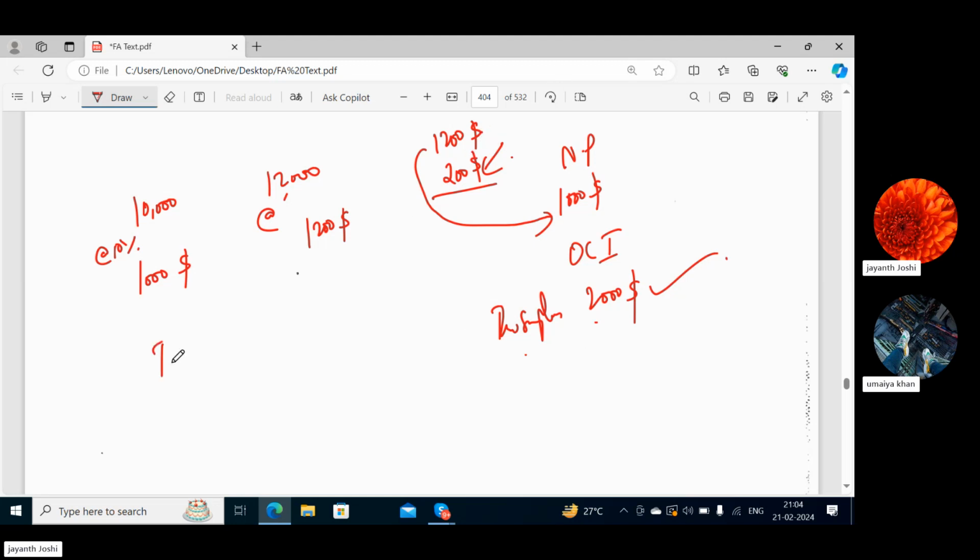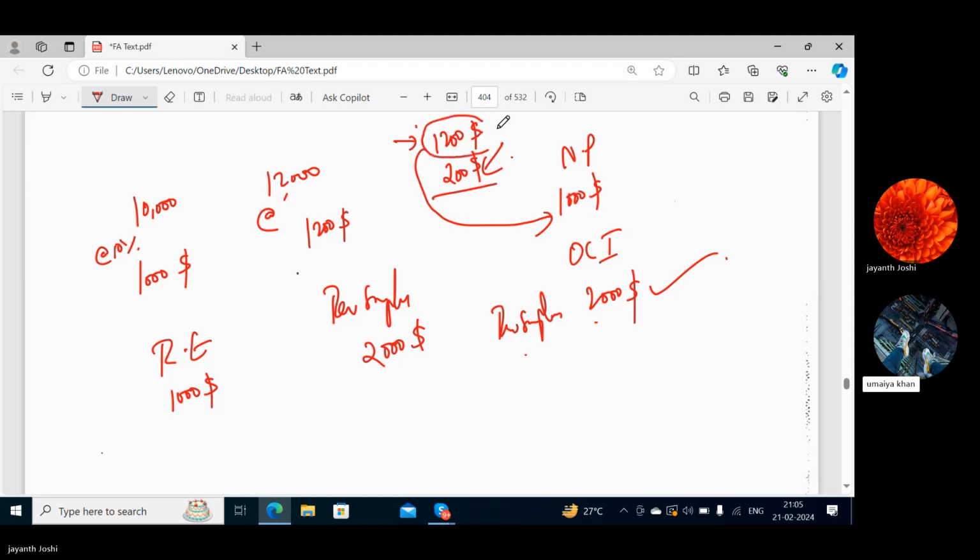Now see, I'm making the retained earnings account. In the retained earnings account, how much is my net profit? 1,000. In revaluation surplus, I have put how much? 2,000. Now you tell me, actually my profit should be how much? 1,200. Why should it be 1,200? Because my profit was 1,200 and I removed the excess depreciation from that, right? I understood. This excess depreciation belongs to this.